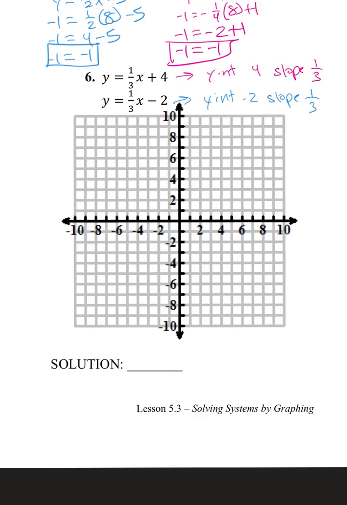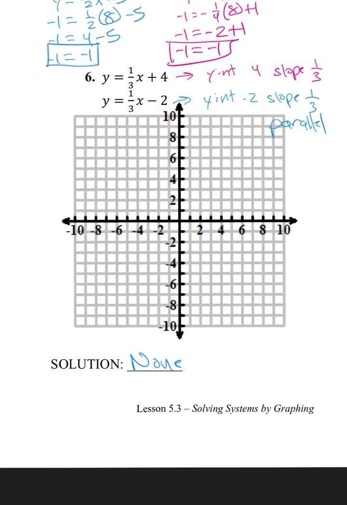Now, again, recognizing patterns and applying those patterns to this situation. You'll notice that the y-intercepts are different, but the slopes are exactly the same. If you have the same slope but different y-intercepts, you're going to have parallel lines. And if you have parallel lines, guess how many solutions you're going to have? None. Why? Because parallel lines never cross. They never touch. They're always the same distance from each other.